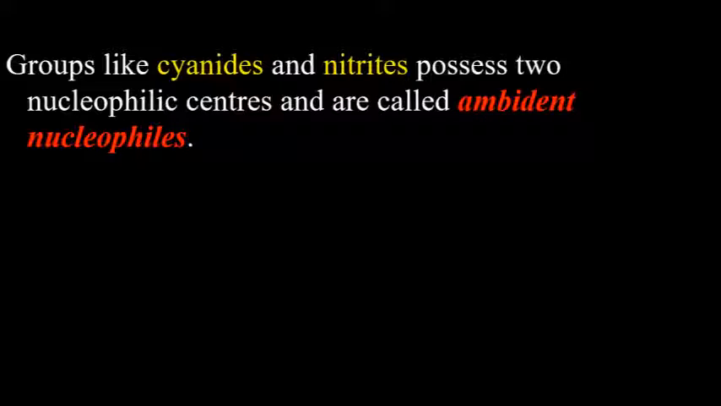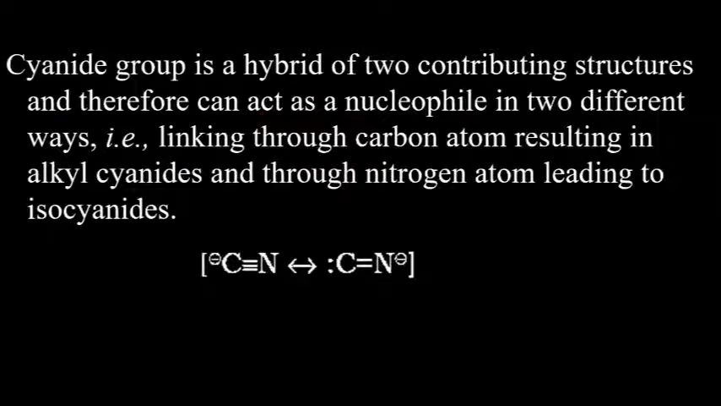This is something I have already explained: cyanides and nitrites possess two nucleophilic centers and are called ambidentate nucleophiles. Two nucleophilic centers means they can get attached to the carbon from two different points. It is because cyanide exists as two forms in equilibrium. In one case, there is negative charge on carbon. In another case, there is negative charge on nitrogen. So that's why it can get attached to carbon or nitrogen both.